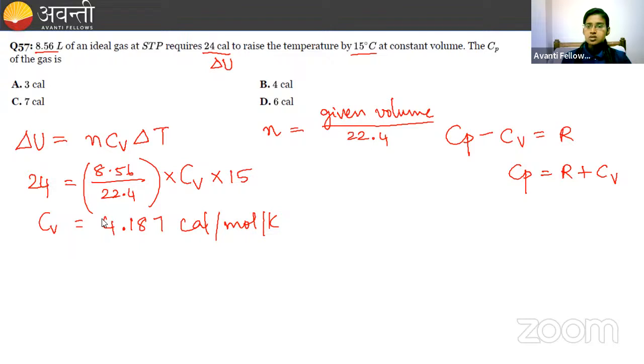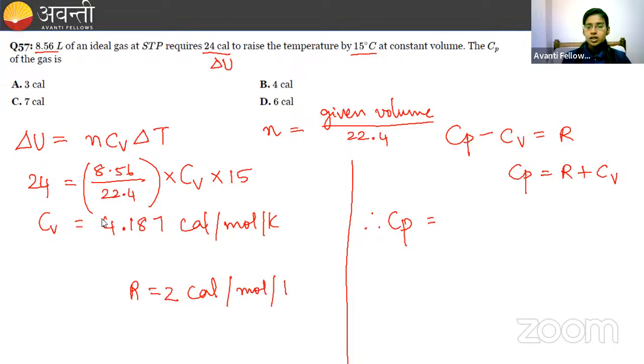Now we have to substitute the Cv value in this formula to get the Cp. Therefore Cp is equal to R plus Cv. So what is the value of R in terms of calorie per mole per Kelvin? The R value is equal to 2 calorie per mole per Kelvin.